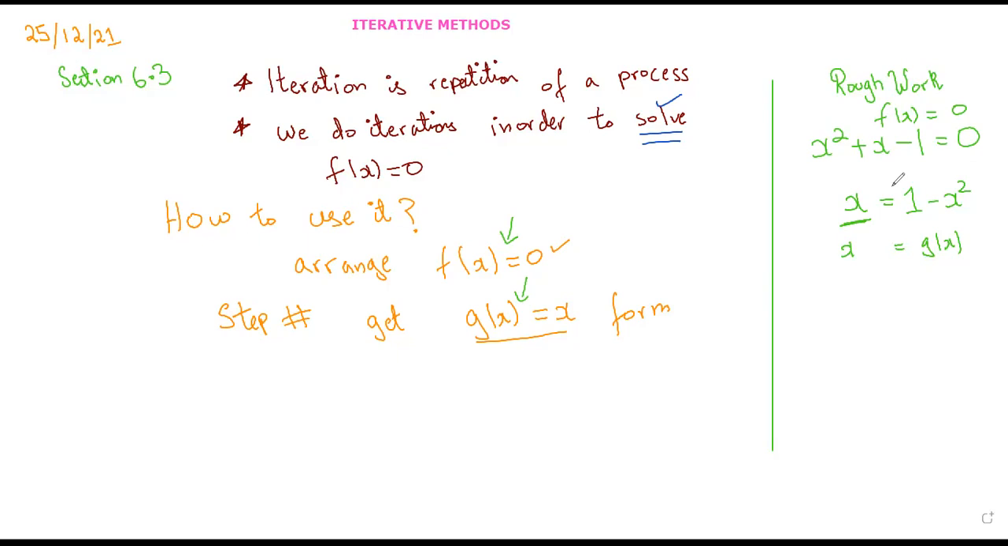Another way of doing this could have been, you could have done this way as well. x squared equals 1 minus x. Now you simply take under root on both sides. So this could also be your x equals g of x form. So this would vary and we will discuss this today in the next section. So far you need to just understand how to make this form using f of x equals 0. Are you clear with this?